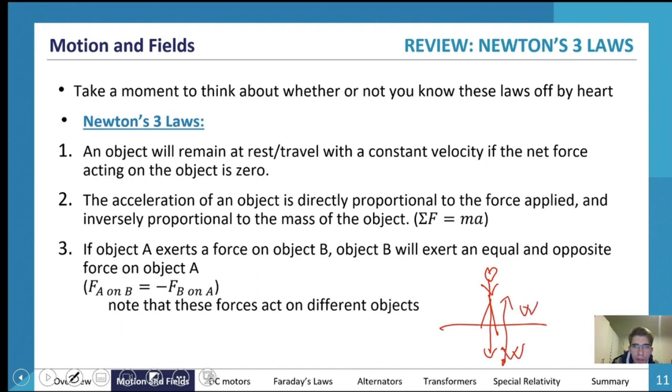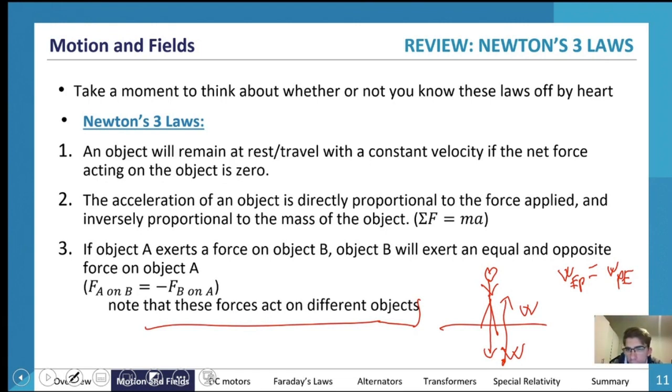Hence why it says that these forces have to act on different bodies. They can't be acting on the same body. So the reaction force of the weight force that the earth applies on you, on people, is the weight force that the person applies on the earth.